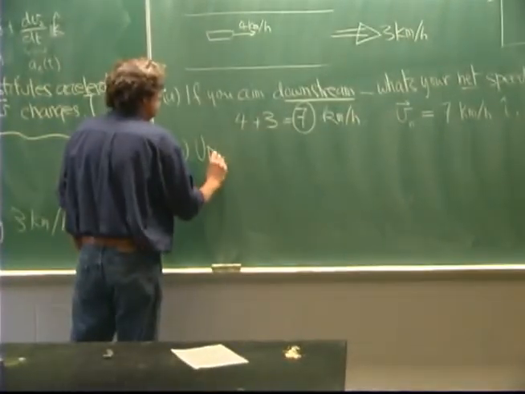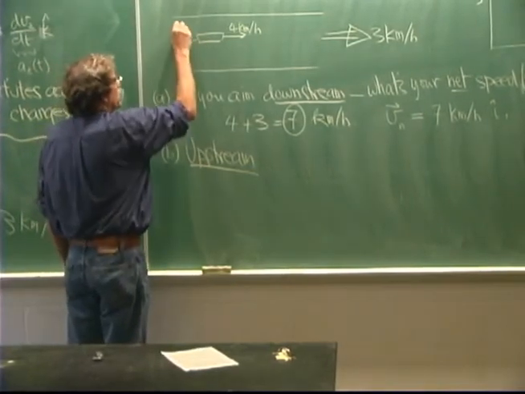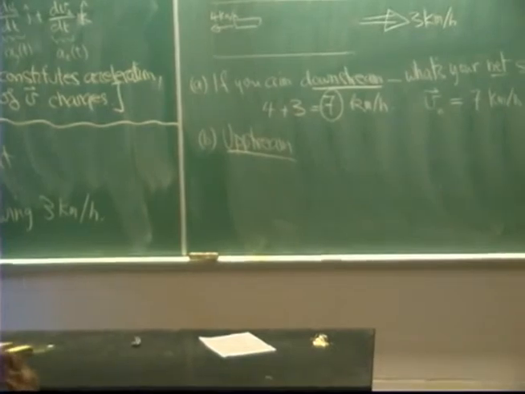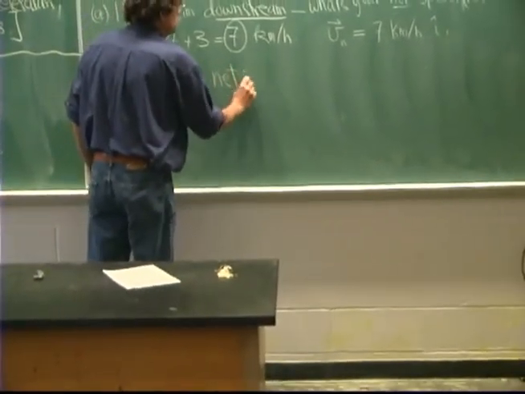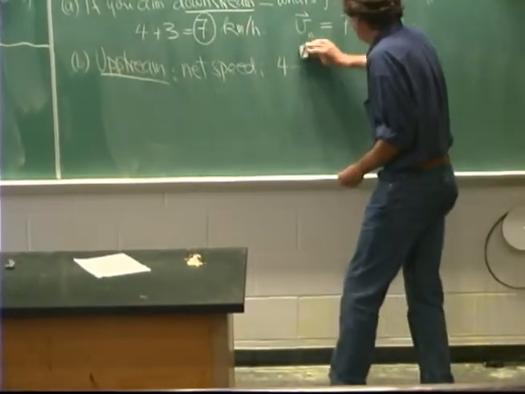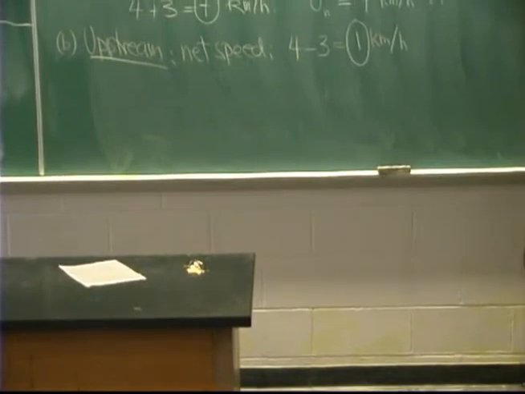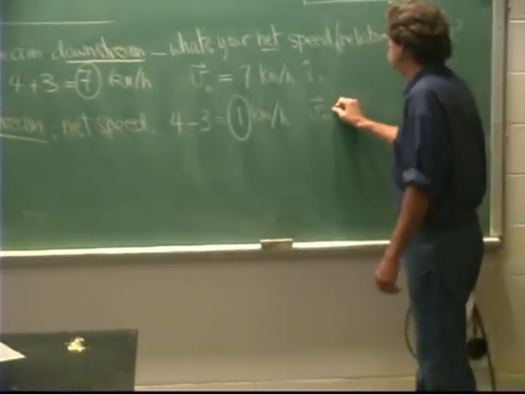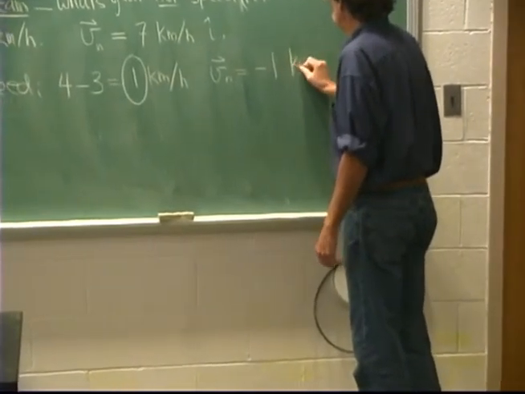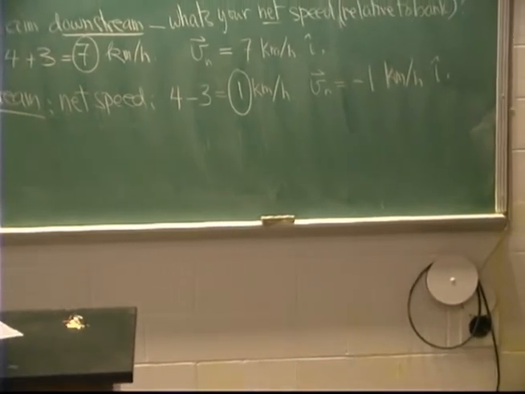Second, upstream. If I turn this thing around and go upstream, bucking the current, I ask you the same question. What's your net speed now relative to the ground? 1. Four minus 3 equals 1 kilometer per hour. Pretty obvious. Your net velocity in this case as a vector is going in the negative x direction, minus 1 kilometer per hour in the i-hat direction. Actually, in the minus i-hat direction. So far, so good?